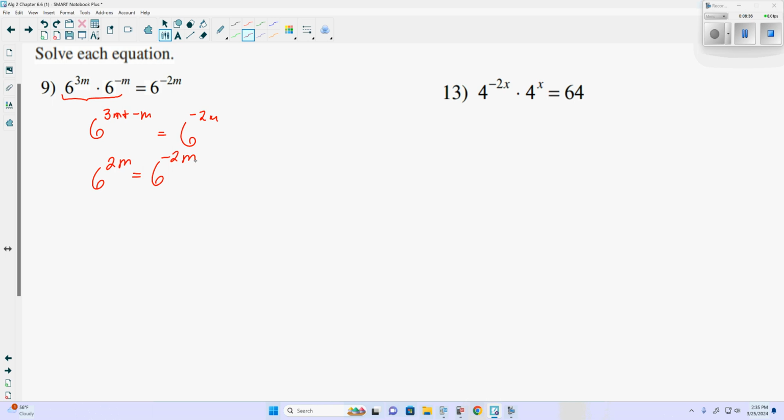Any other questions on this here? Now, since the bases are the same, it means the exponents have to be equal. Because the only way 6 to the 2m is equal to 6 to the negative 2m is if our 2m is equal to negative 2m.